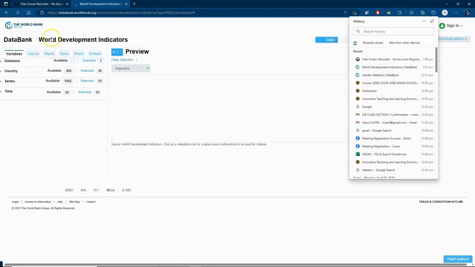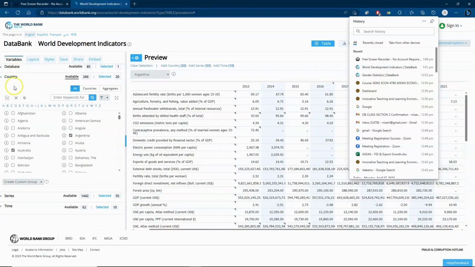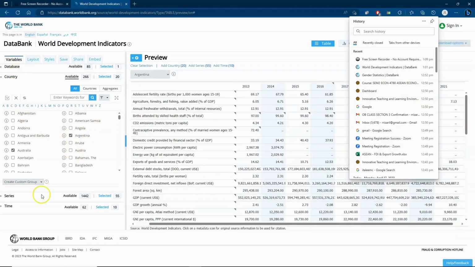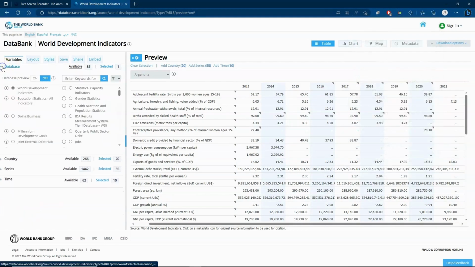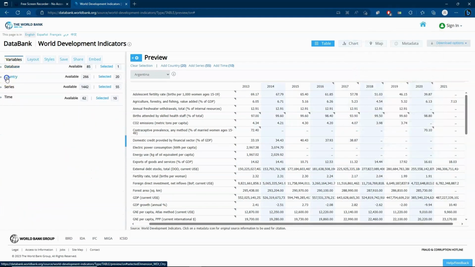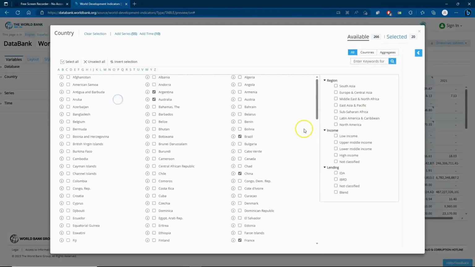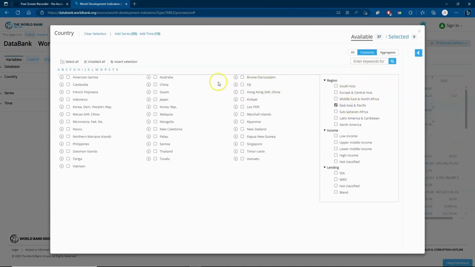Firstly, we need to go to the World Bank website and make some adjustment in the website. As for our group, our selected data is in the World Development Indicator database, and after that we need to change the country, which for us is the 10 Asian countries.